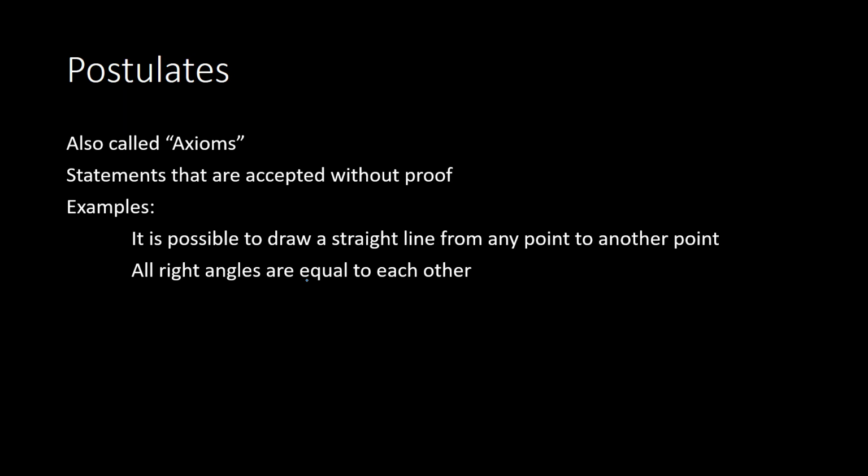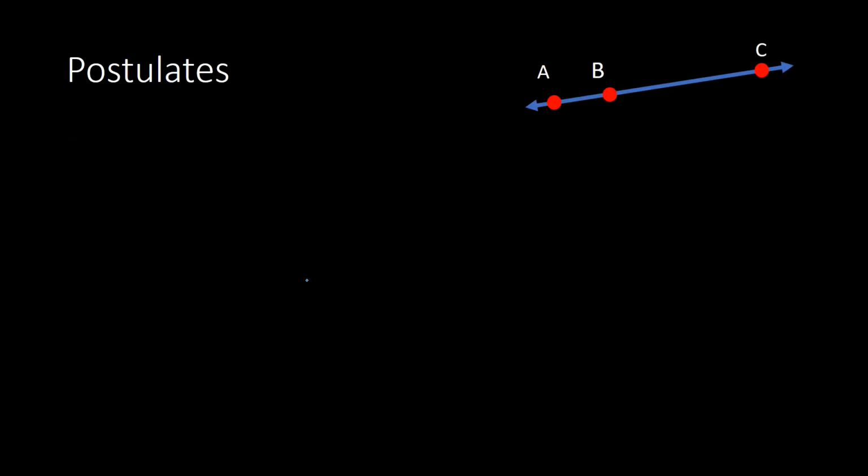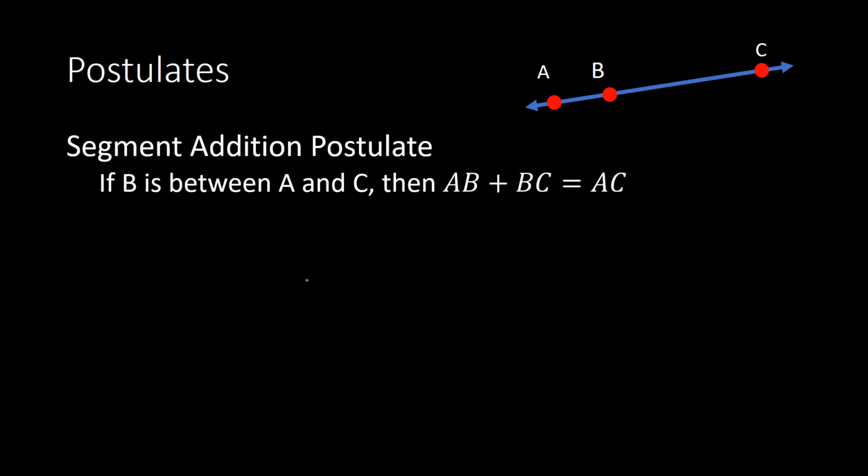And those are pretty simple examples, but there are some that may not be quite as simple, but yet they are obvious in the sense that there's no need to prove them, because you can just use simple logic to see very easily that these would be true. So for example, here we have what's called a segment addition postulate, where it says that if B is between A and C, then AB plus BC equals AC.